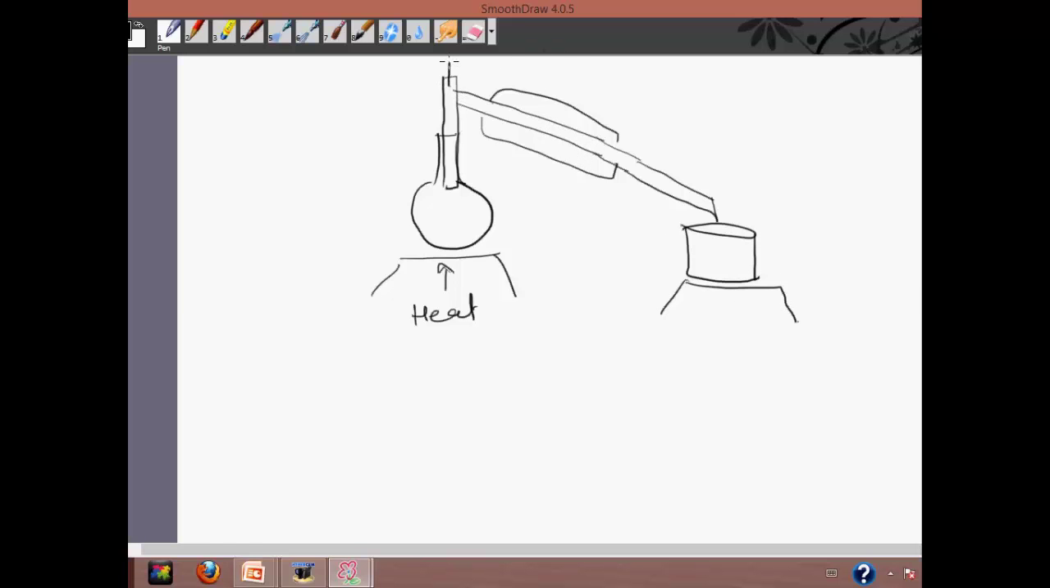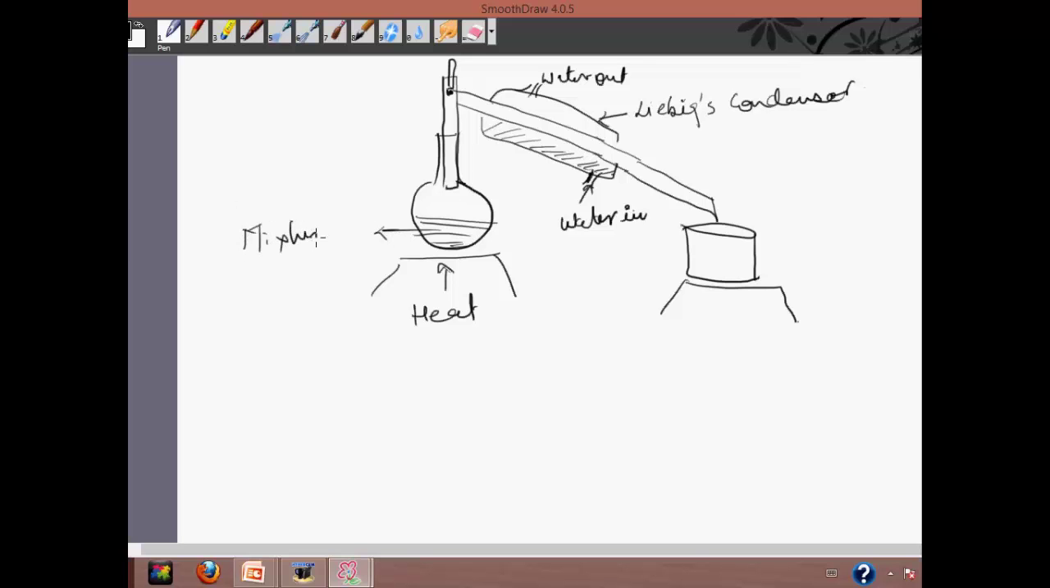We have a small thermometer kept here. It's a water outlet. This condenser, we call it Liebig's condenser. Here is a small opening, water in, and in this funnel we have a mixture of liquids, right?